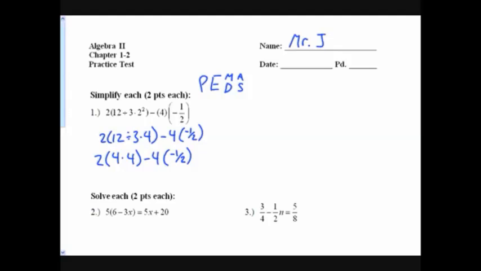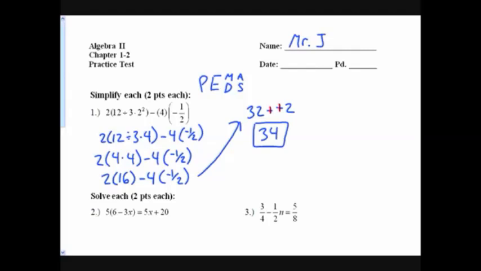And now again, inside parentheses, I do the multiplication. That's going to give me a 16. And now 2 times 16 is a 32. Minus 4 times a negative 1/2 is going to be a negative 2. So I end up with this minus a negative, which remember is the same thing as plus a positive. So that gives me a 34. And that's it. Okay?